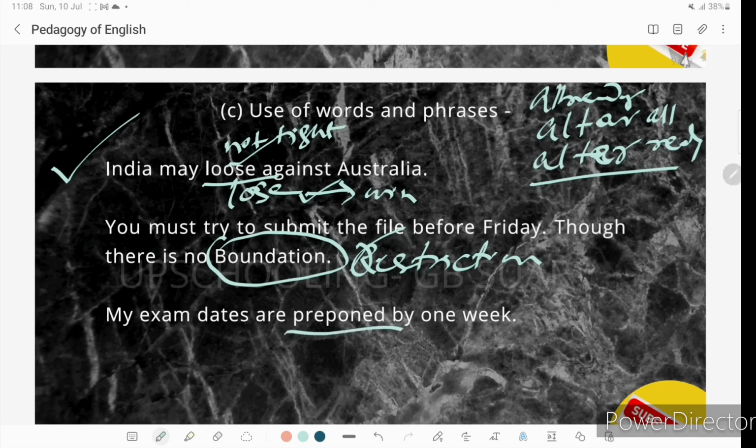One more thing. My exam dates are preponed by 1 week. So prepone is not yet officially recognized. Therefore, I would advise you that my exam dates are advanced by a week. आप ऐसा बोलिए. ये सारे habit formation हो गया है. और टीचर भी पढ़ाते हैं in this way.